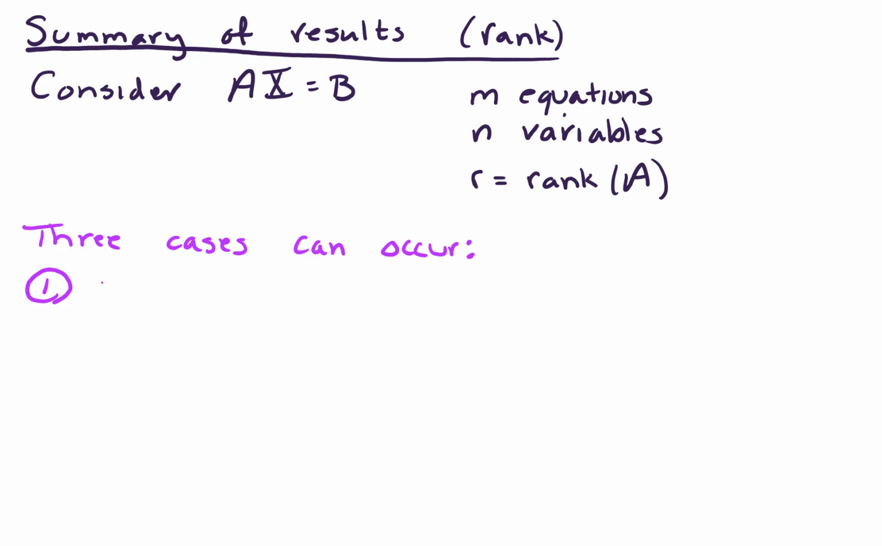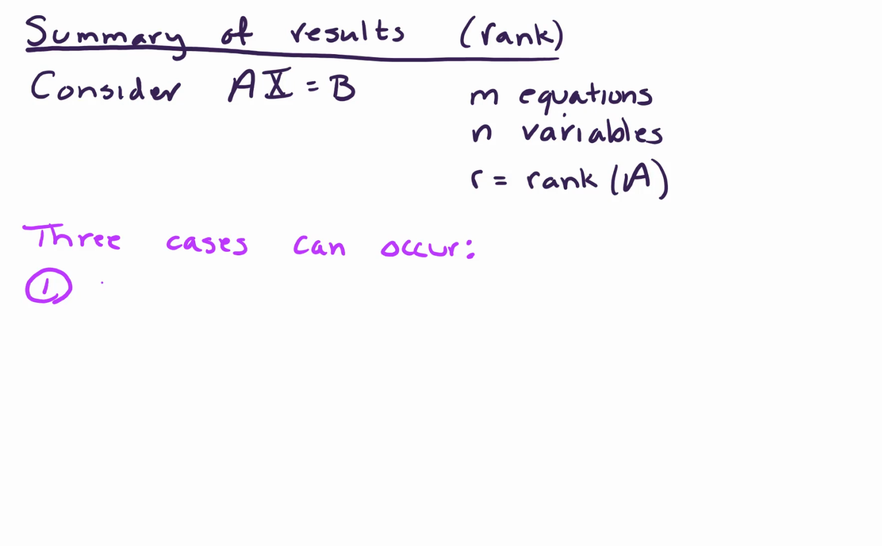Hello, in this video I want to make a summary of important results as they relate to the rank. So let's consider a matrix equation AX equals B. So this is a system of equations. We've got M equations in N variables, and let's let R denote the rank of A. So there's three cases that can occur.